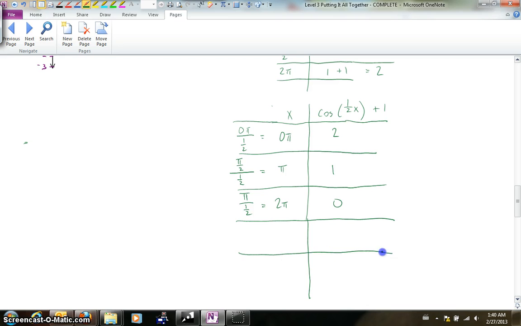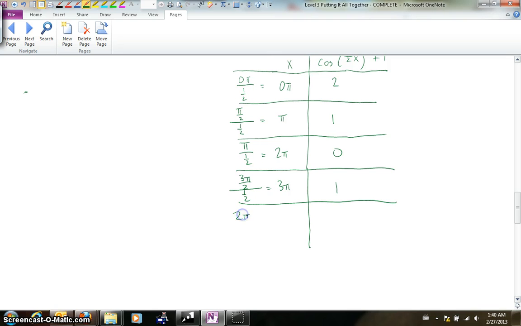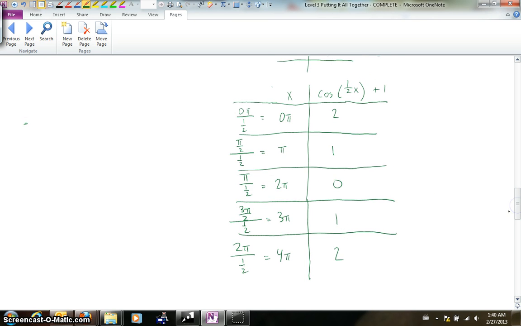Then we've got 3 pi over 2 divided by 1/2. That ends up equaling 3 pi. That's back to 1. And then lastly, we've got 2 pi divided by 1/2. That equals 4 pi, and our y coordinate there was 2. So that's taking care of the period change. We've divided all of our x's by 1/2, and you can see that our period now goes from 0 pi to 4 pi, and that's good because we knew our period was 4 pi.